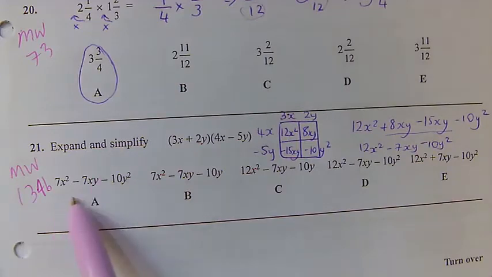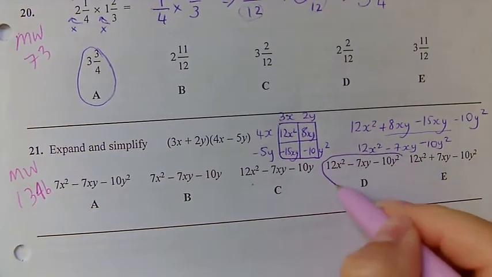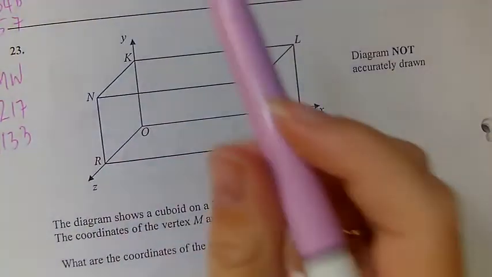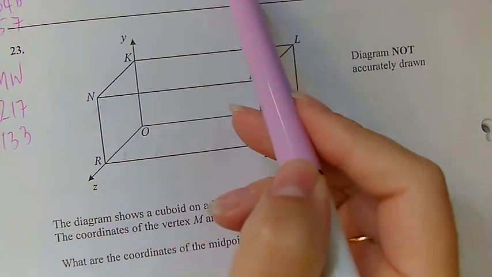So let's have a look. So it starts with a 12. We've got a minus 7xy and we've got a minus 10y squared. It's going to be this one. Okay, what have we got next? So question 22, we've got a factor question. So one factor of all of this is one of these.